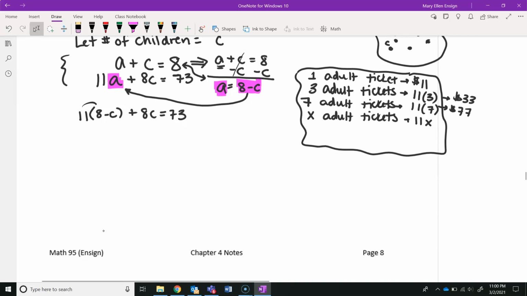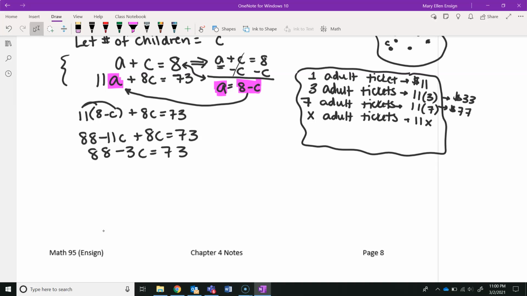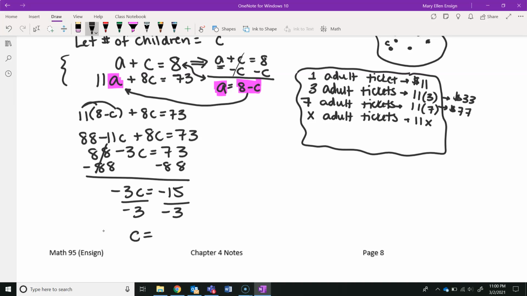I will get 88 minus 11C plus 8C equals 73. 88 minus 3C equals 73. Subtract 88. Negative 3C equals, this is going to be negative 15. Divide both sides by negative 3. C is going to equal 5. So it's 5 children. That's what C means.